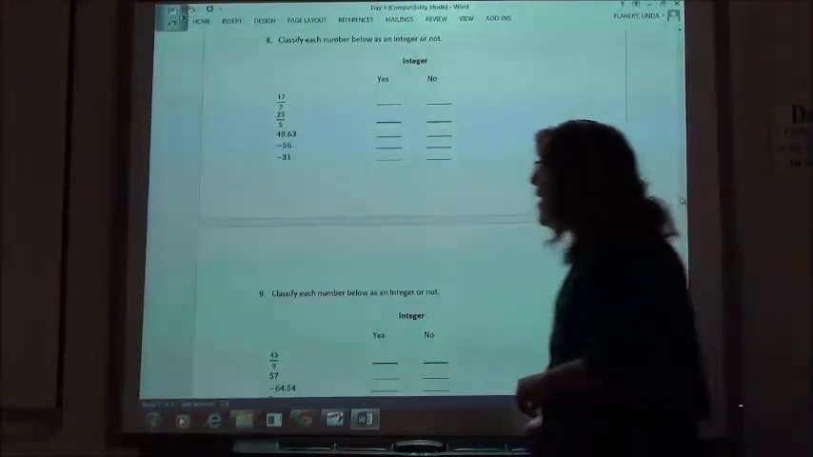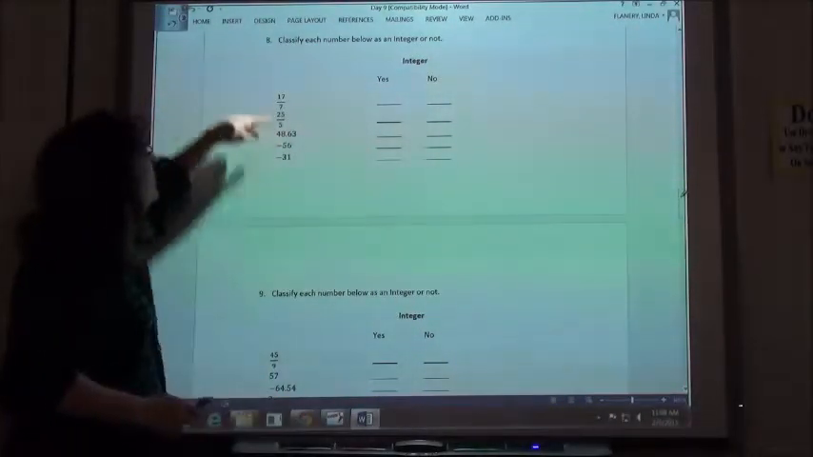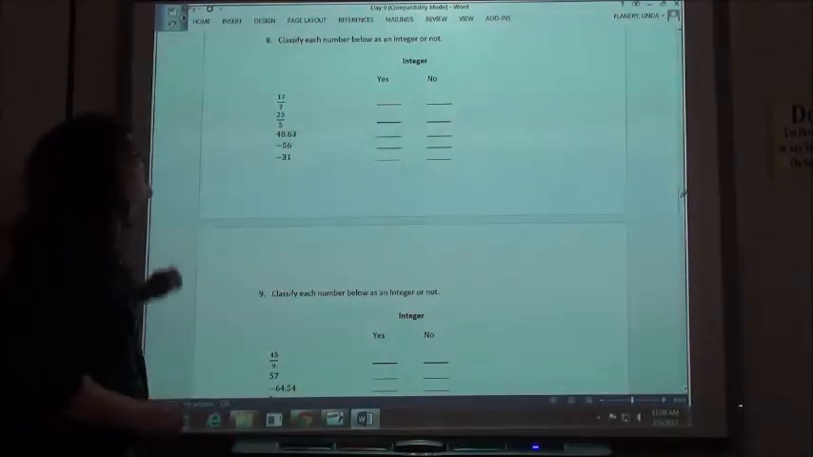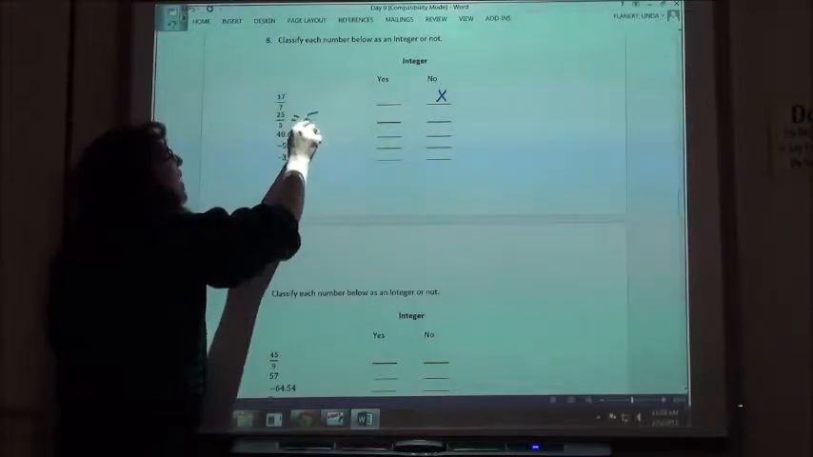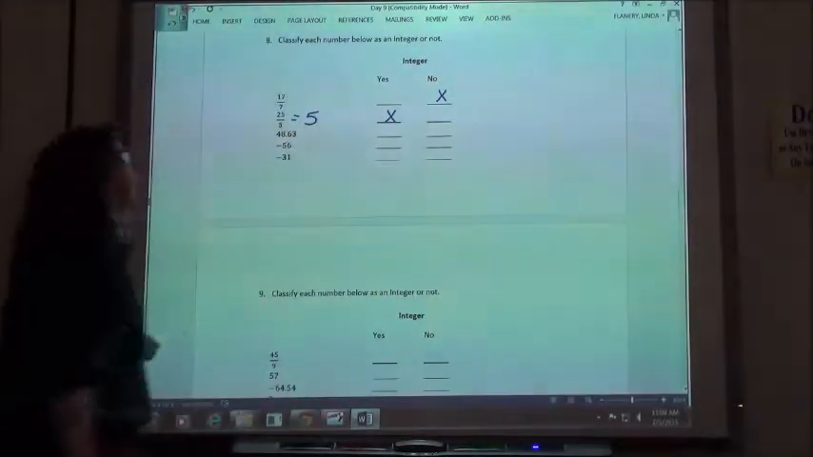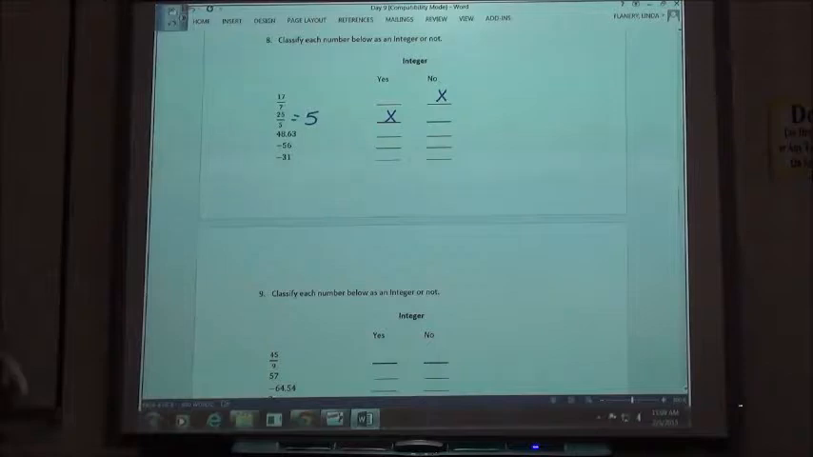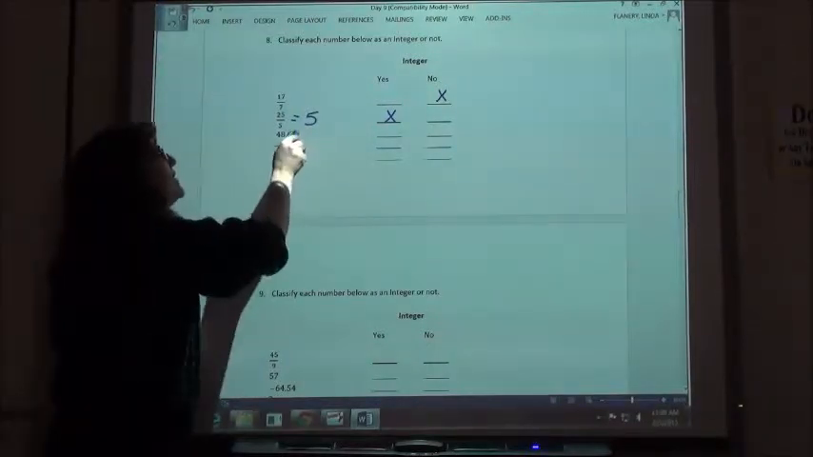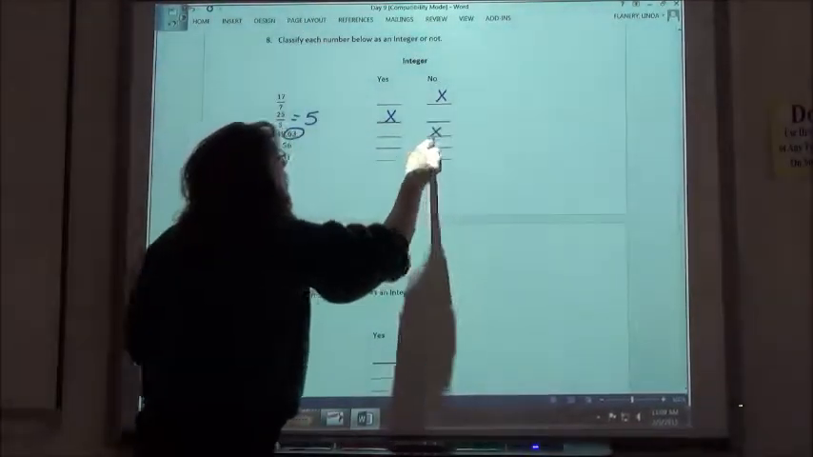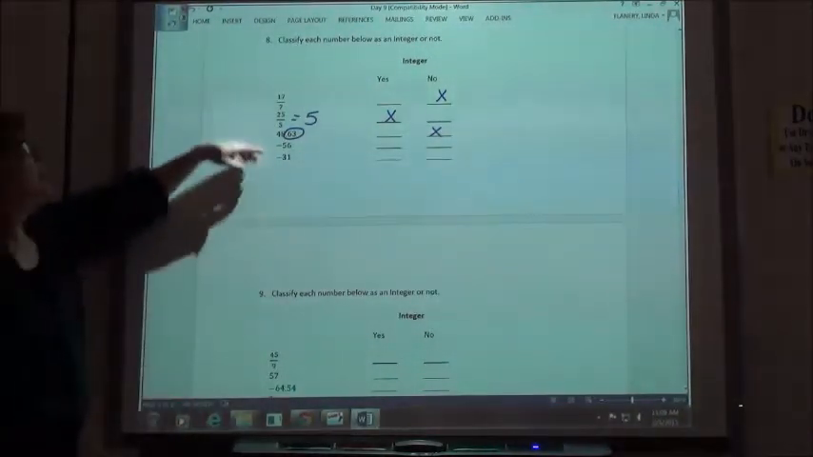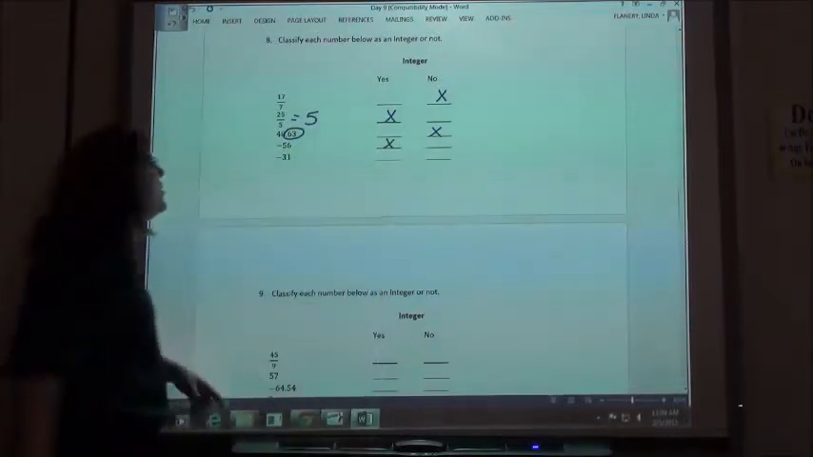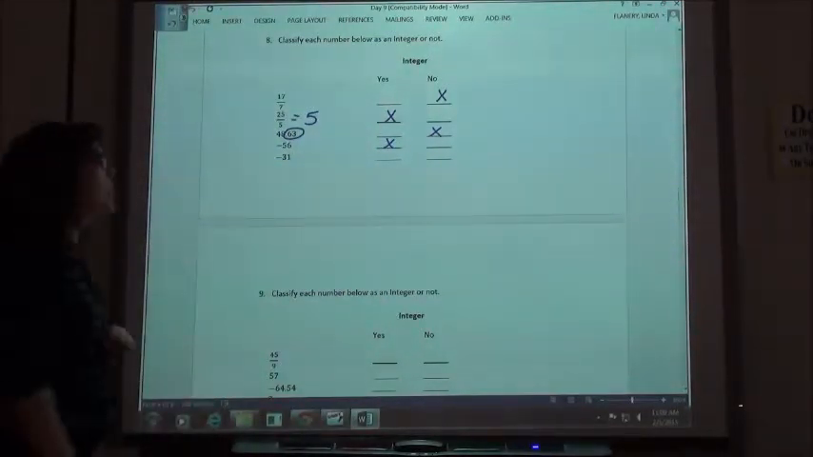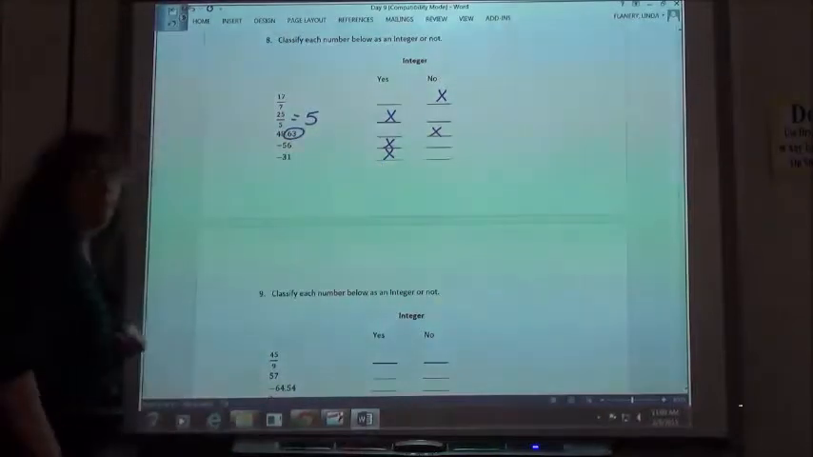Number 8, if I have 17/7, 7 does not divide into 17 evenly, not going to be an integer. However, 5 divides into 25 5 whole times, so yes, that does simplify into an integer. 48.63 has the decimal on the end. It's not a nice whole number. It's not an integer. Negative 56 is a whole number, is an integer. Negative 30 is a whole number, is also an integer.